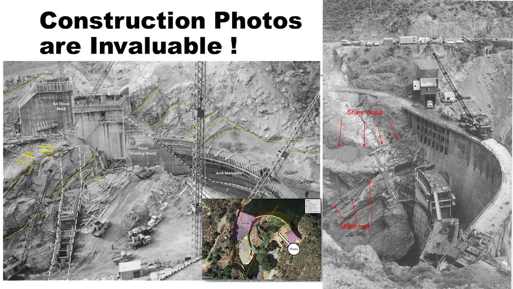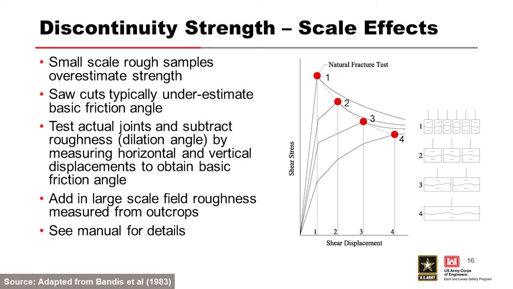Next slide. This is discontinuity and scale effect. Many times when you're trying to figure out a lot of these roughness features, you do a lot of sample testing. And sometimes small scale rough samples tend to overestimate the strength. Saw cuts typically underestimate the strength just because they're smoother than what you would see in nature.